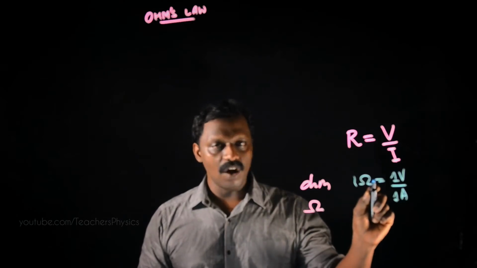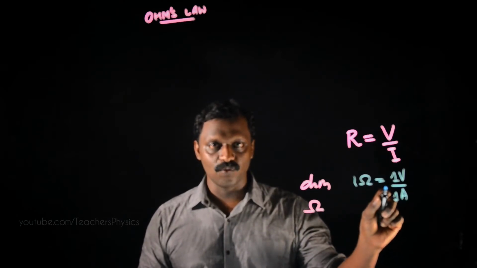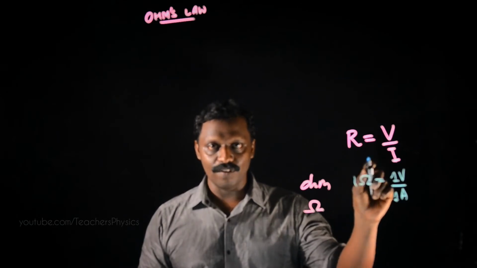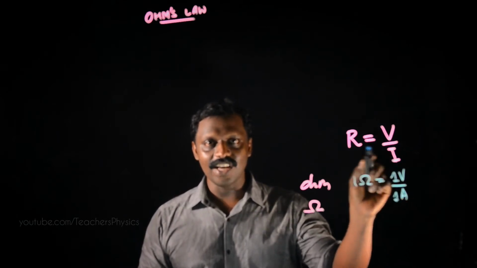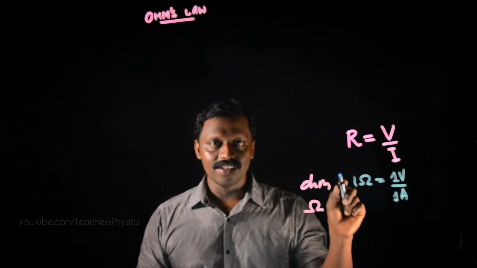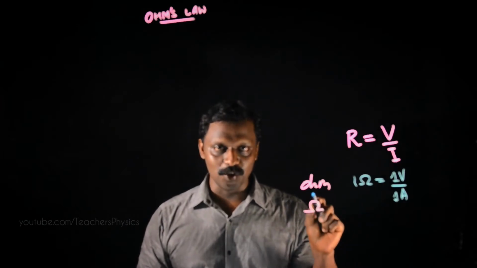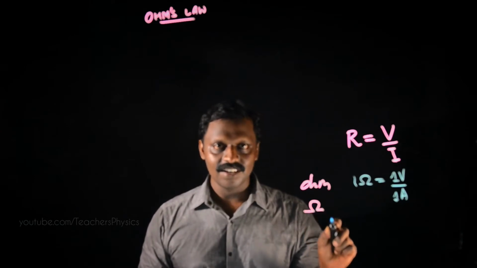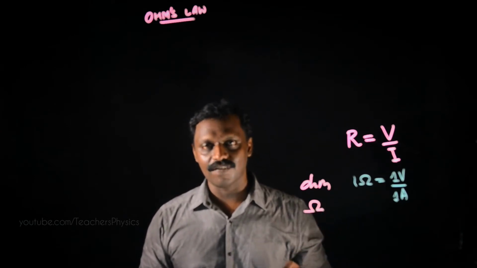Also, if the current flowing through the conductor is 1 ampere, then we can say V equal to R. So if I equal to 1, V equal to R. So we can say the resistance of a conductor is numerically equal to the potential difference across its ends when 1 ampere current flows through it.